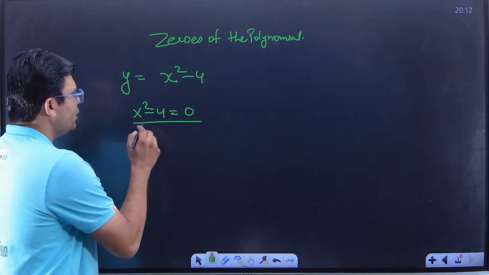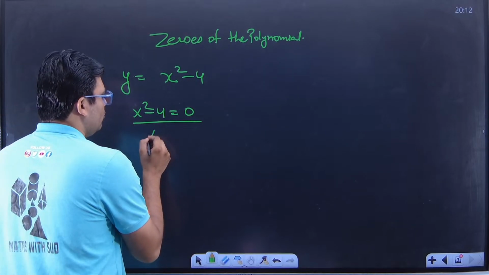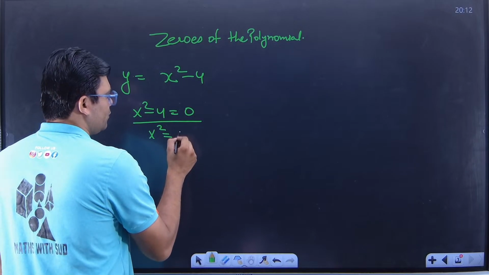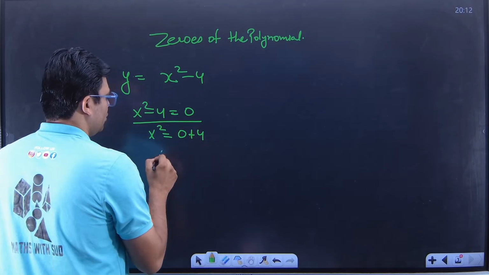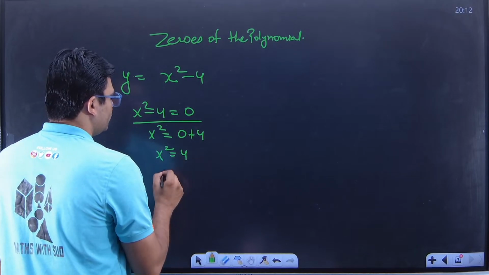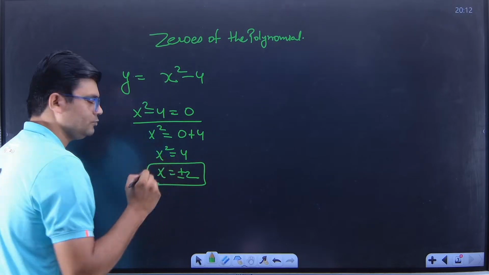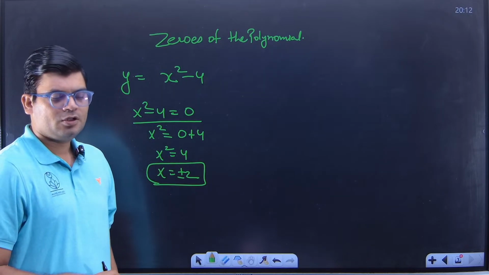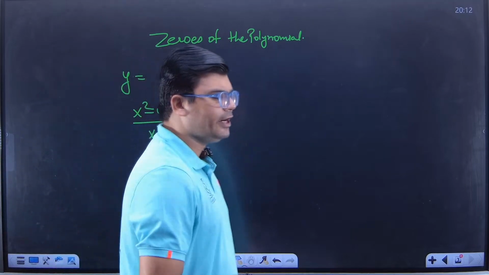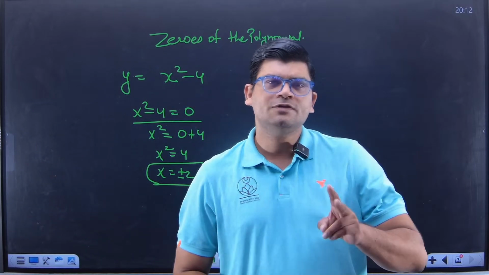So you will say, okay, you have formed an equation now. So x square is equal to 0 plus 4. So x square is going to be 4. So x is going to be plus minus 2. You must always remember that in quadratic, you will always find two numbers.